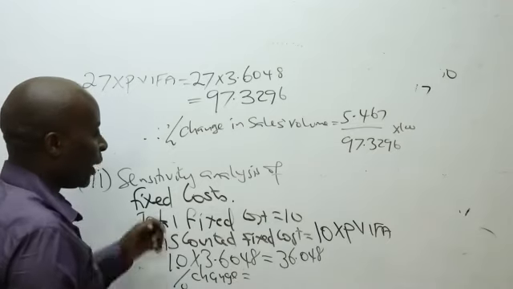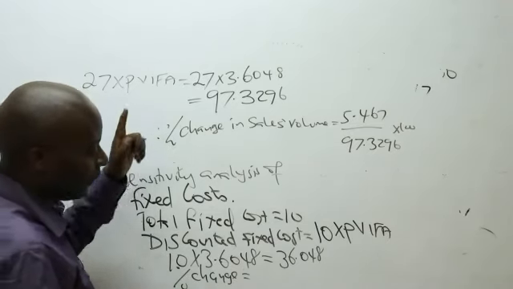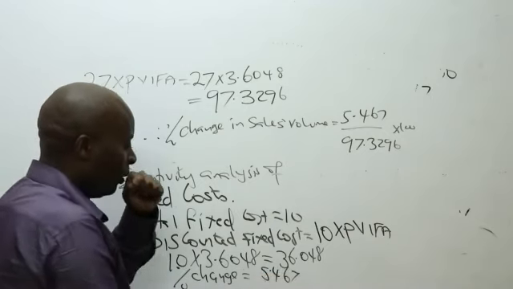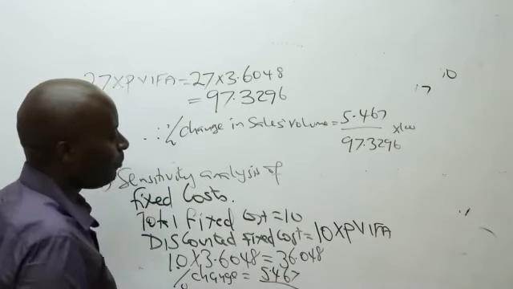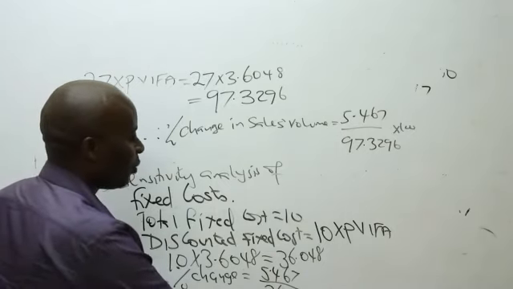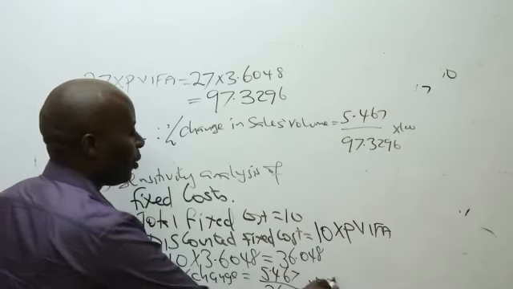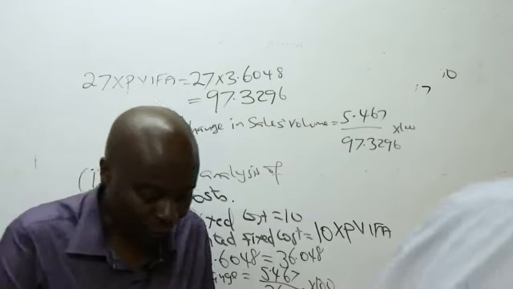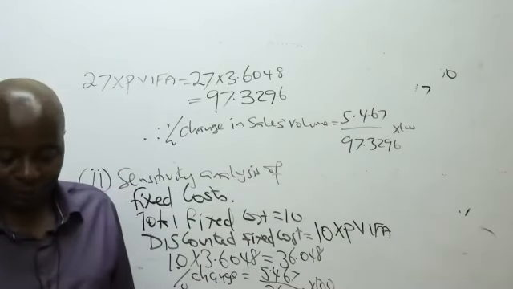So therefore, percentage change will be equal to the NPV that we got up there of 5.4 divided by the figure that you have here, 36.048 times 100. What figure are we able to get there, ladies and gentlemen?